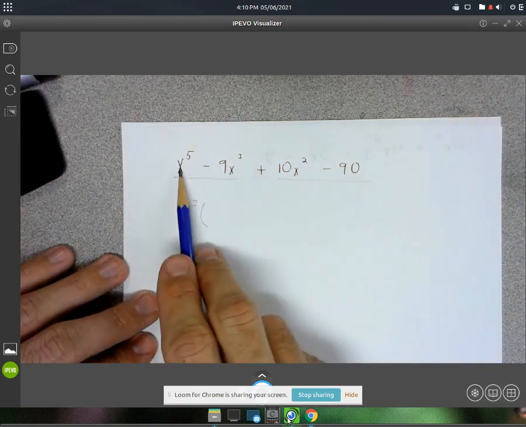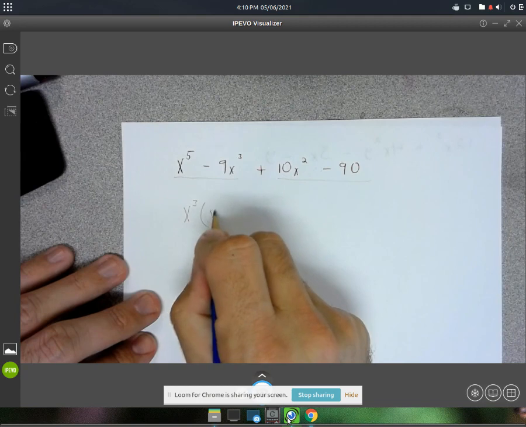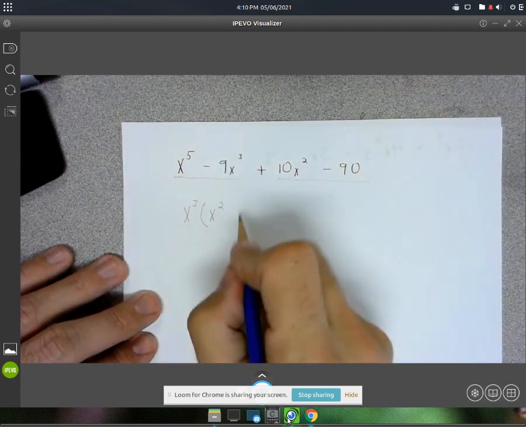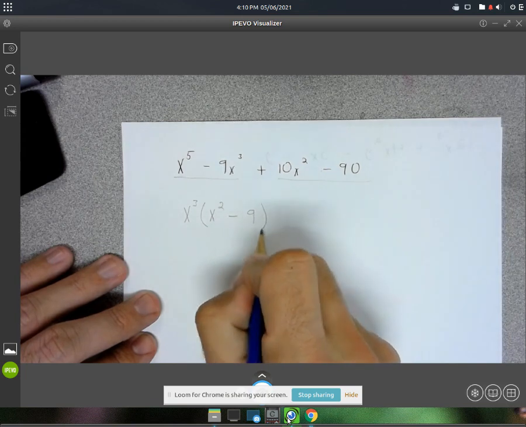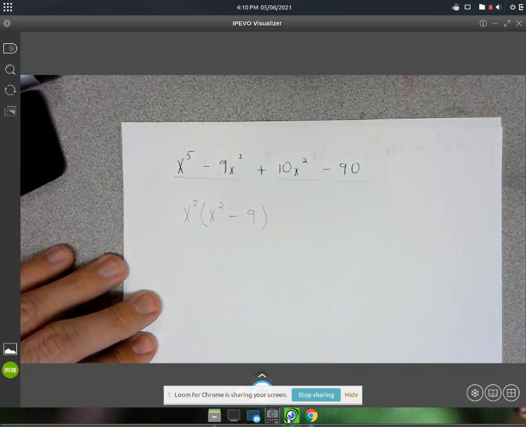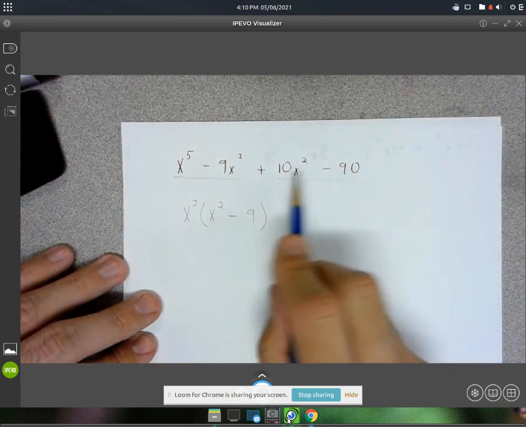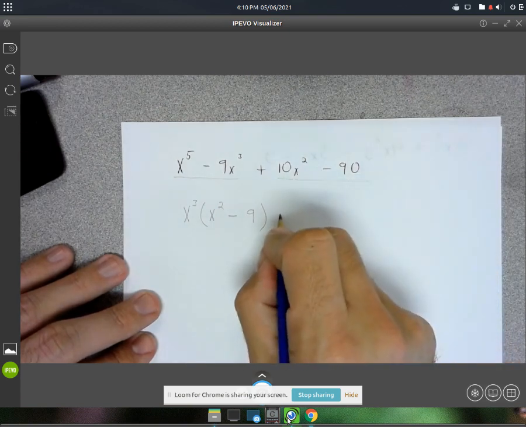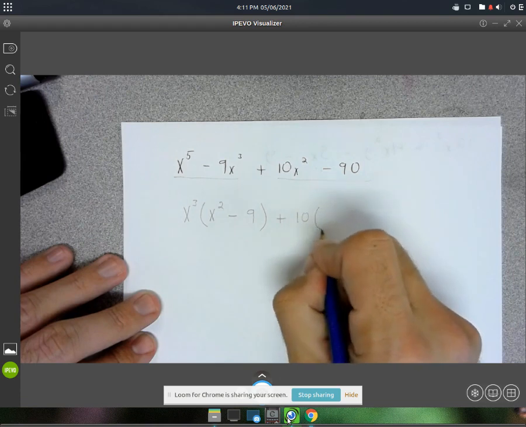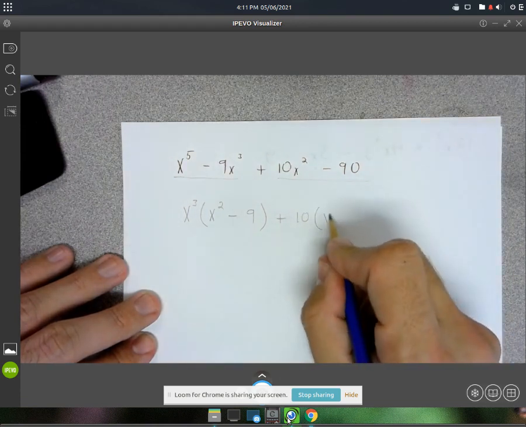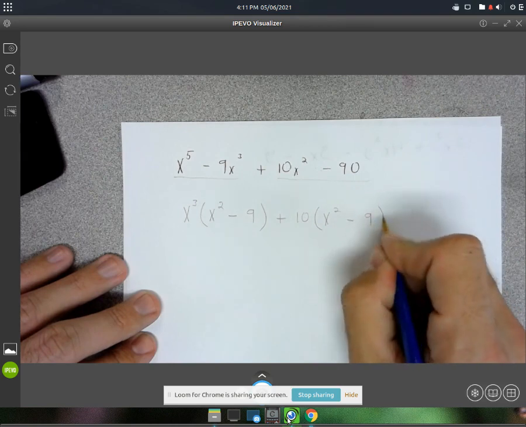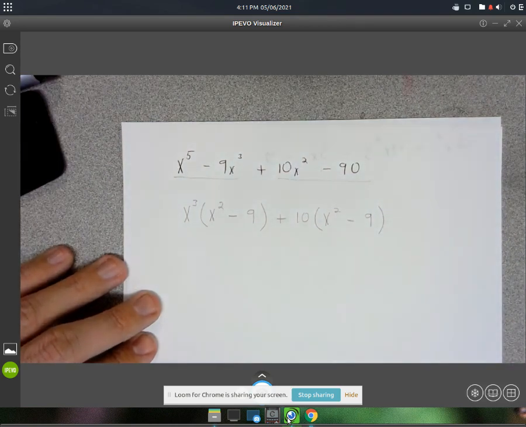My first term, x to the fifth, is going to become an x squared. And then my next term is going to become a minus 9. Nice. The right half looks like they have a 10 in common. No x over here, so they have a 10 in common only. And then this is going to become 10 times x squared, and then 10 times negative 9 gives us 90.